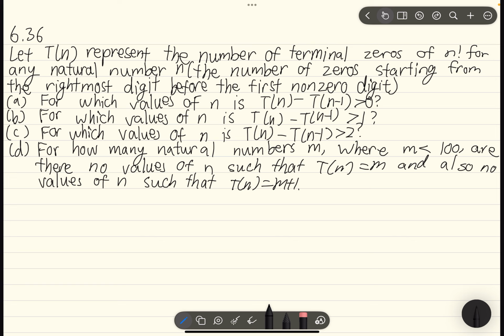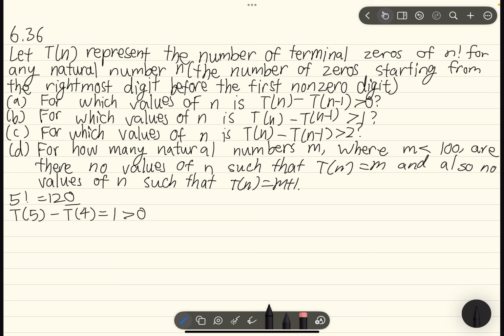So, when do we have a terminal 0 in the first place? Well, what's the first factorial that has a terminal 0? That's 5 factorial, which is 120, and there's 1 zero here, right? So, clearly then, T5 is 1, and T4 is 0. So, 4 factorial is 24. So, T4 is 0. So, that is 1, which is larger than 0.